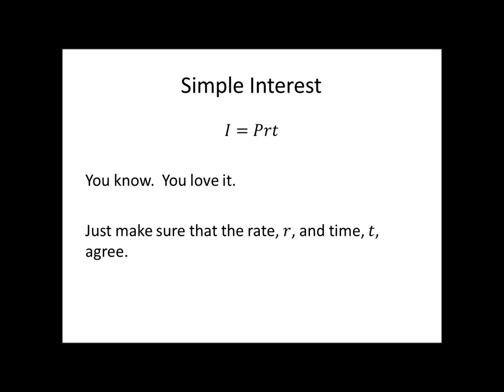Now, simple interest is something that you should be well aware of. We use the equation interest equals principal times rate times time. And really the only thing that you need to make sure of is that your rate R and your time T agree. What I mean by that is if you're talking about a loan at 5% per year, you need to make sure that whatever time you plug in for T is also in years. So if you're trying to figure out the interest paid after 24 months, you don't actually plug in 24. You'd plug in 2 so that it's the number of years, and that matches the interest rate.